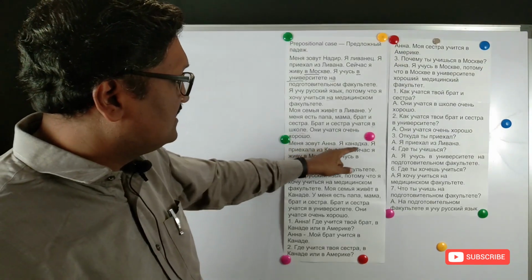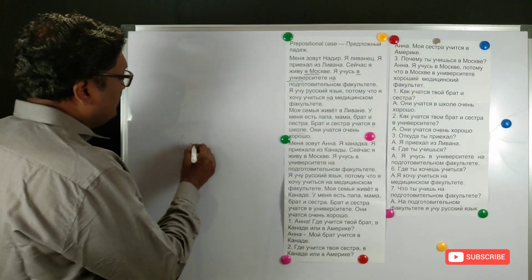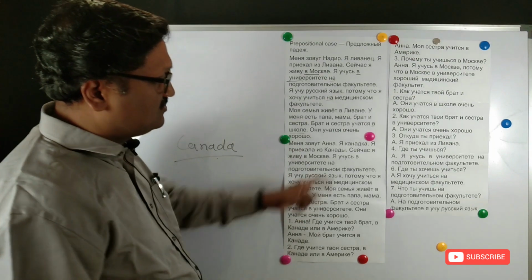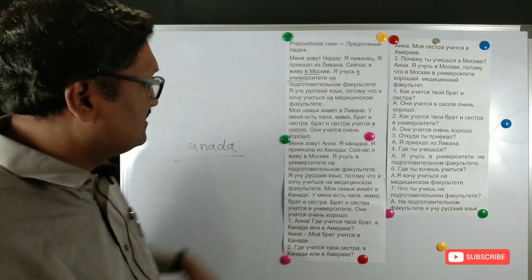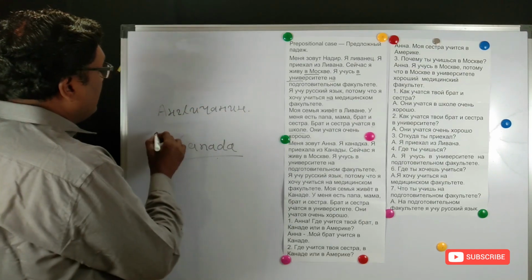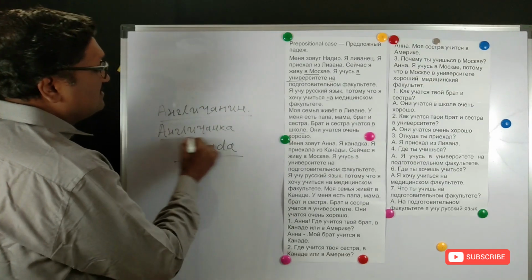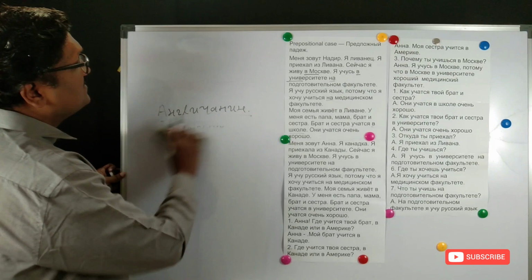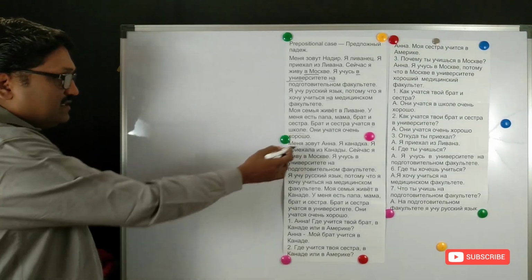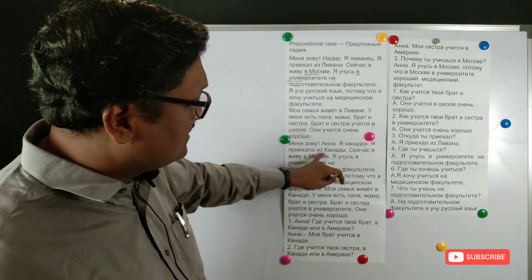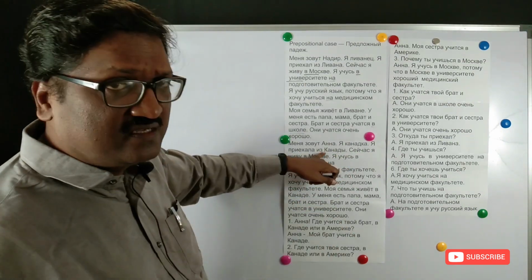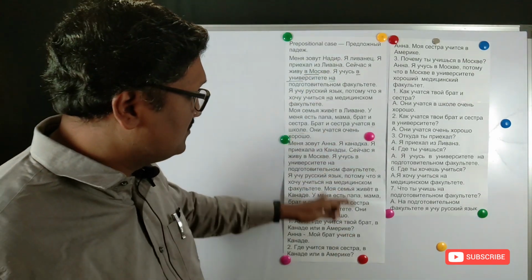Меня зовут Анна. Я канадка. Kanadka means she came from Canada and she is a Canadian female, so she is called a Kanadka. Similarly, the British people are called Anglichanin and Anglichanka. This is a British man and this is a British woman. Kanadka means the female from Canada. Меня зовут Anna. Я канадка. There is another case, the genitive case, that we will see after learning this prepositional case.